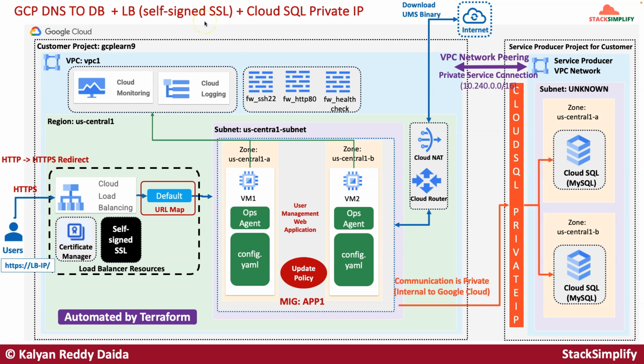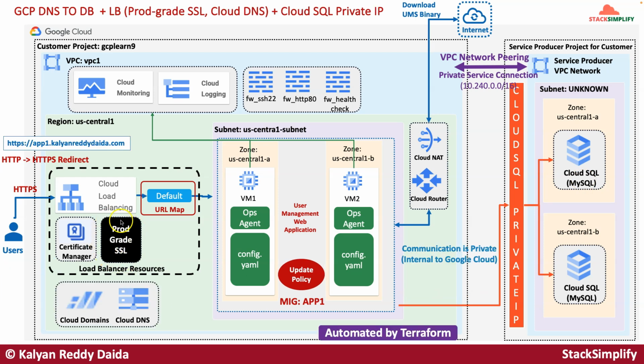With self-signed SSL, the students who don't have registered domains can use this, and here again the communication is going to be private. These VM instances are going to access the private IP of the Cloud SQL database, and here we are using the self-signed SSL. And in the next one you will be using the prod grade SSL. So in this demo, with Cloud SQL private IP and LB prod grade SSL with Cloud DNS, again the communication is going to be private.